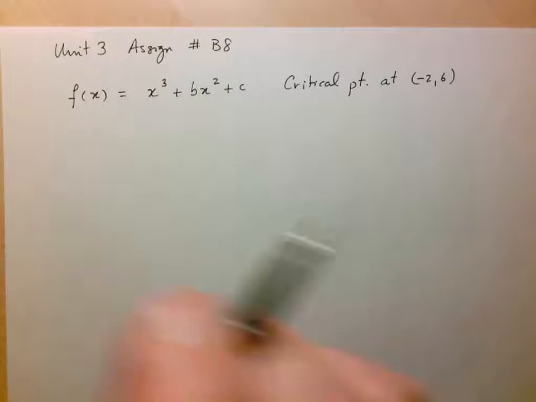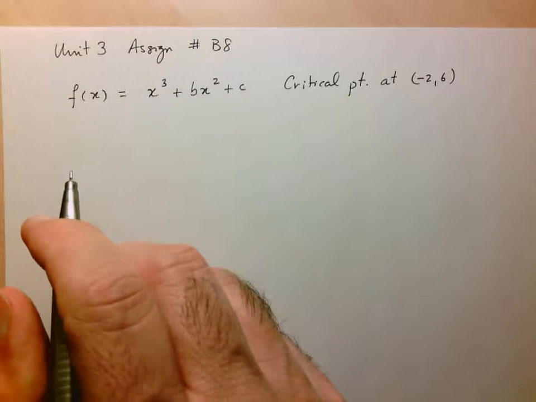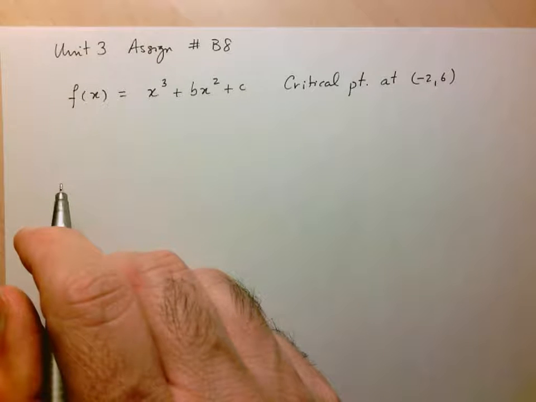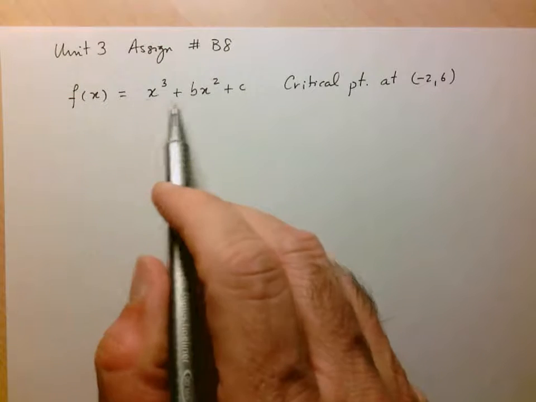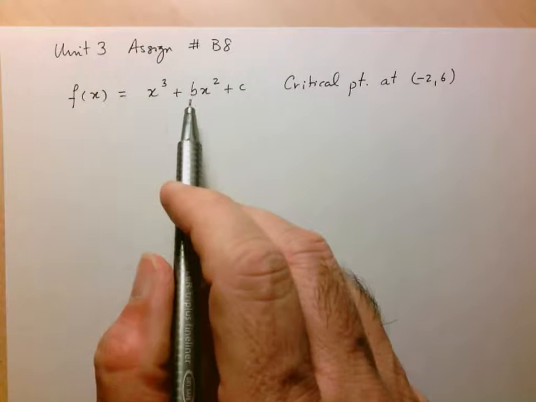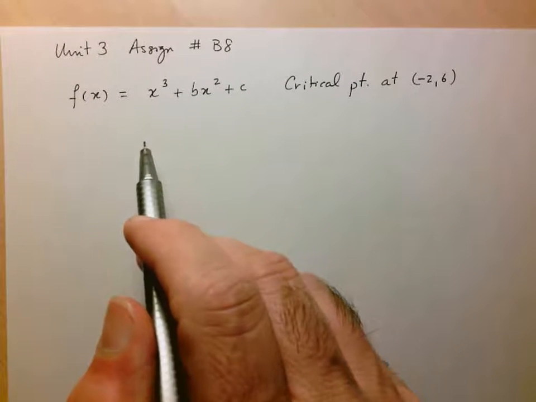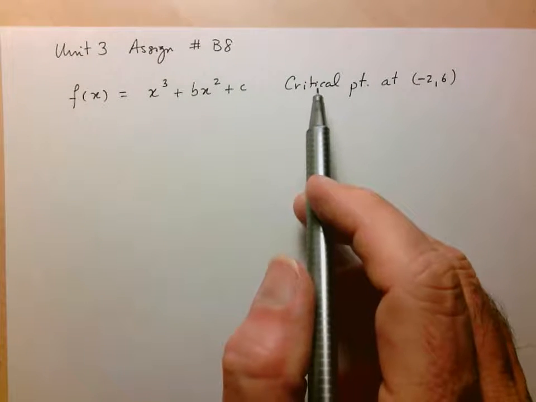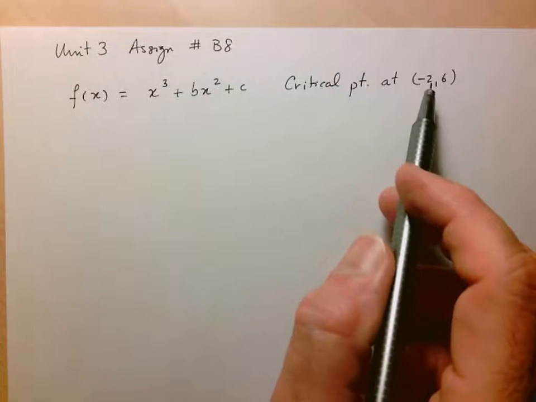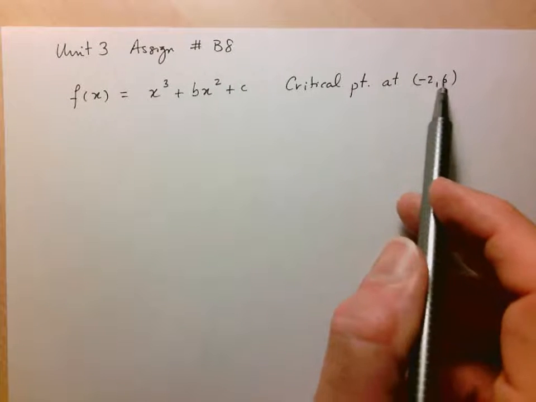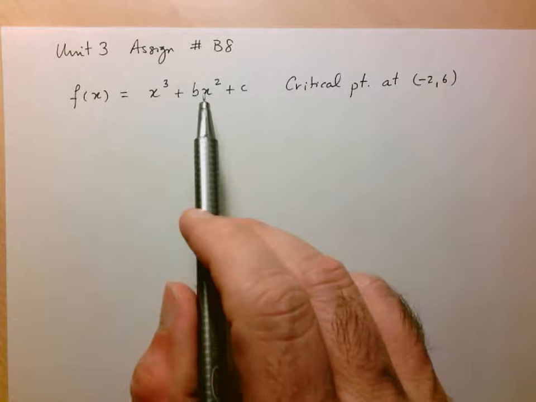Hi folks, this is question 8 from section B of the Unit 3 assignment. So here we've got some function that has some unknown coefficients, and they give us some information and they want us to find B and C. Okay, so here they tell us that the function has a critical point at negative 2, 6. So we know that negative 2, 6 must be a point on this curve.